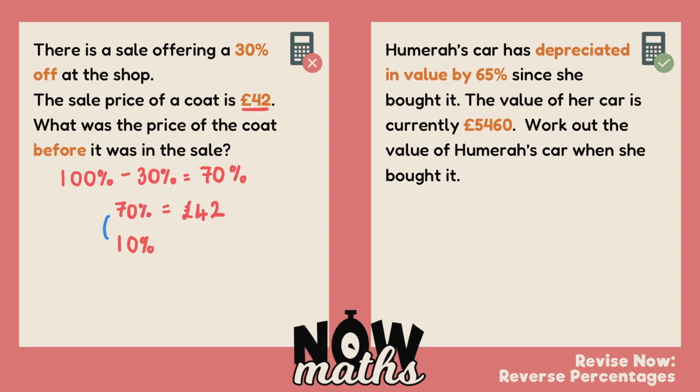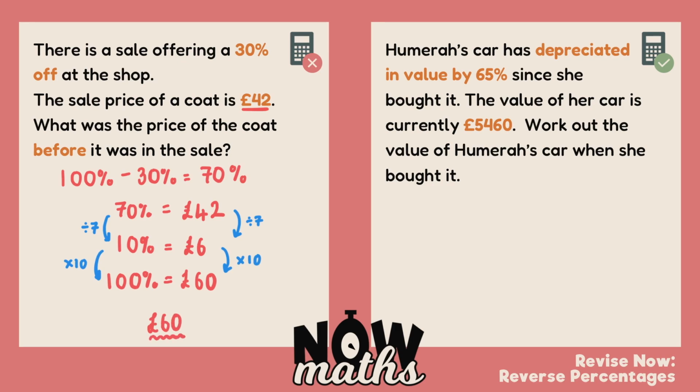If we have 70% and we want to find 10%, we would have to divide by 7 because 70% divided by 7 is 10%. Which means we also need to divide the price by 7, and £42 divided by 7 is £6. Now, if we know 10% and we want to know 100%, 10% multiplied by 10 is 100%. So then we need to multiply the price by 10, and £6 multiplied by 10 is £60. So the original price of the coat must have been £60.